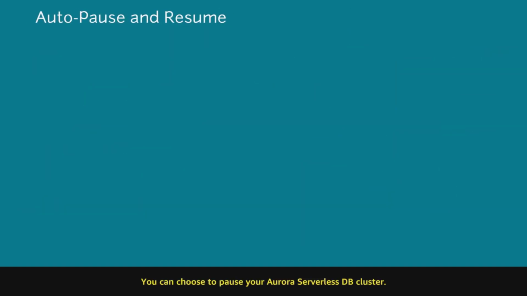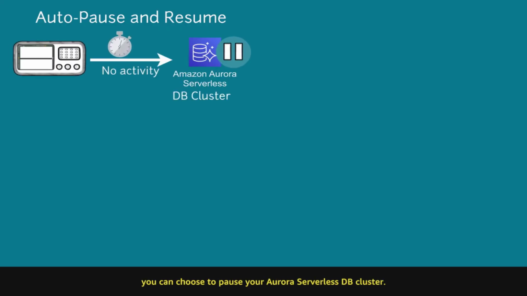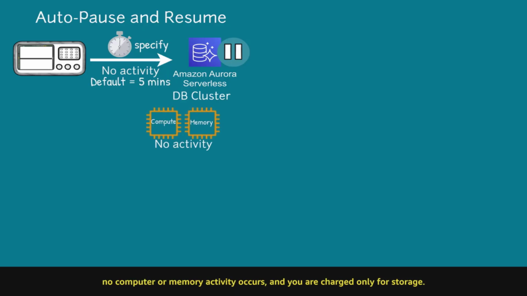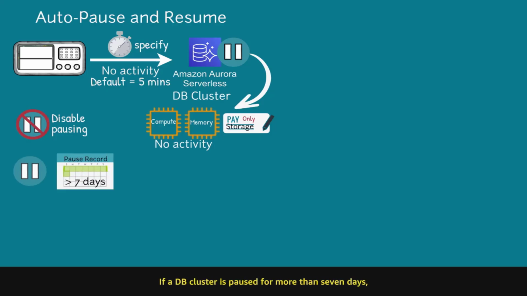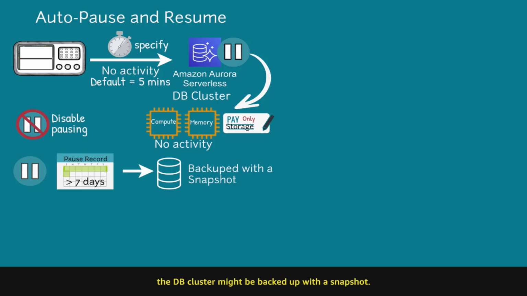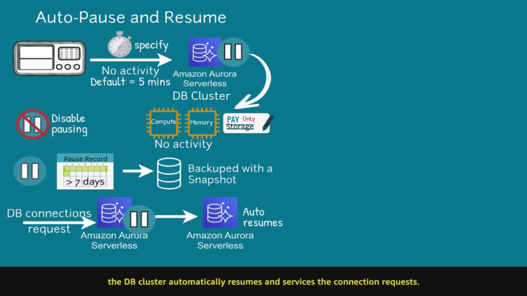Automatic pause and resume for Aurora Serverless. After a given amount of time with no activity, you can choose to pause your Aurora Serverless DB cluster. You specify the amount of time with no activity before the DB cluster is paused. The default is 5 minutes. When the DB cluster is paused, no compute or memory activity occurs, and you are charged only for storage. You can also disable pausing the DB cluster. If a DB cluster is paused for more than 7 days, the DB cluster might be backed up with a snapshot. If database connections are requested when an Aurora Serverless DB cluster is paused, the DB cluster automatically resumes and services the connection requests.